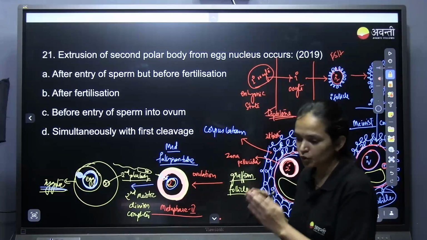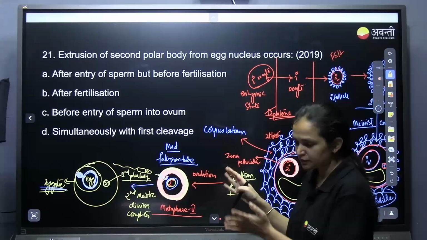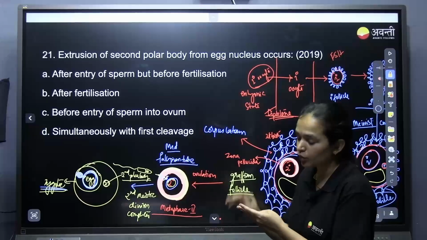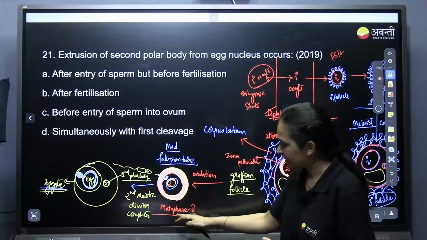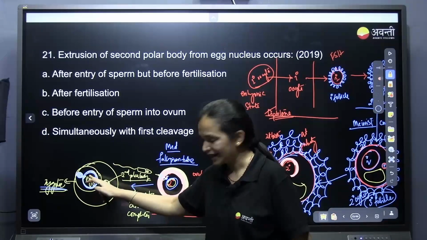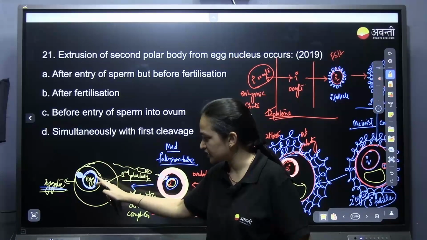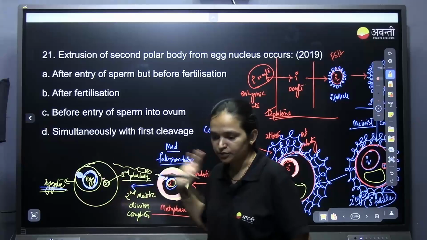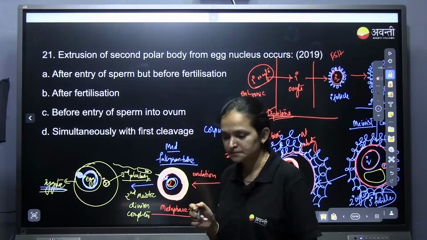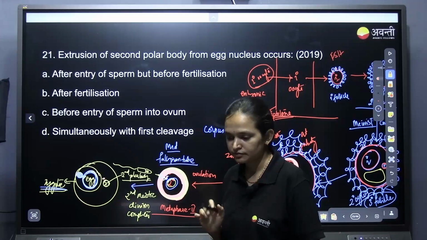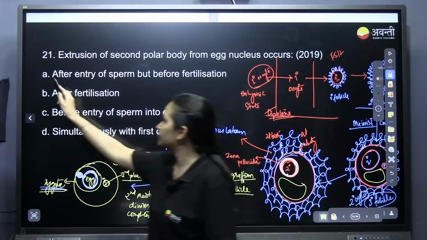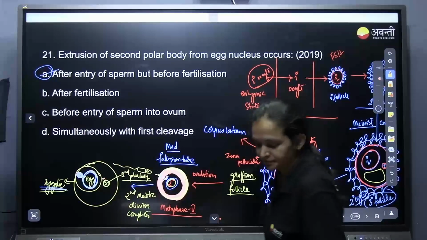From the ovary, the Graafian follicle ruptures and releases, right? They have written ovum. It is not the ovum actually, it is a secondary oocyte. When will it become ovum? It will become ovum at the end, right before the fertilization, after the entry of the sperm. Any doubts? Okay. So it is after the entry of the sperm, before the fertilization. A is the correct answer.